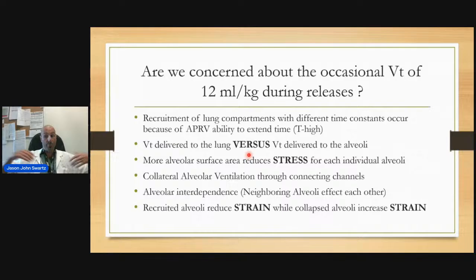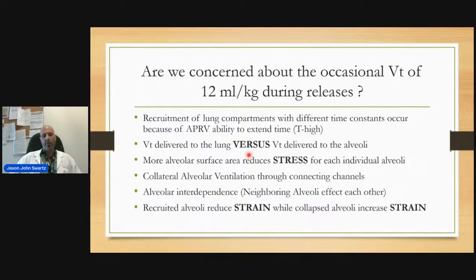So we're recruiting a lot more, and by having a lot more recruited alveoli, we're actually reducing the stress, because it is distributed over a larger surface area of alveoli, and that stress exerts a change in shape, volumetric changes in shape. If you have all the alveoli taking part in dealing with that volume, you're going to have less strain. So less stress and strain on your lung.